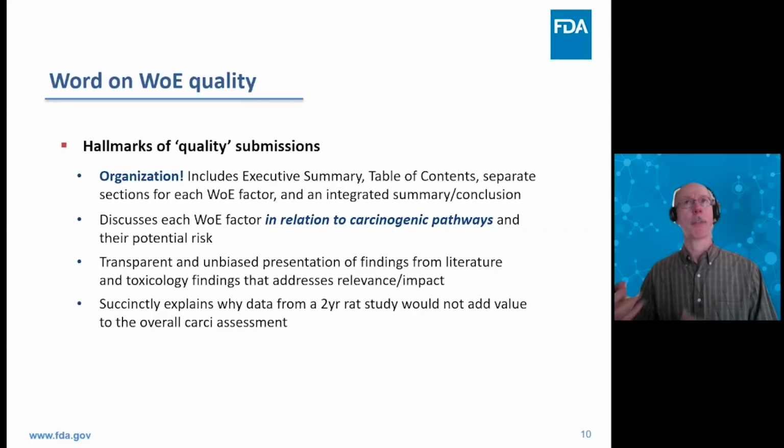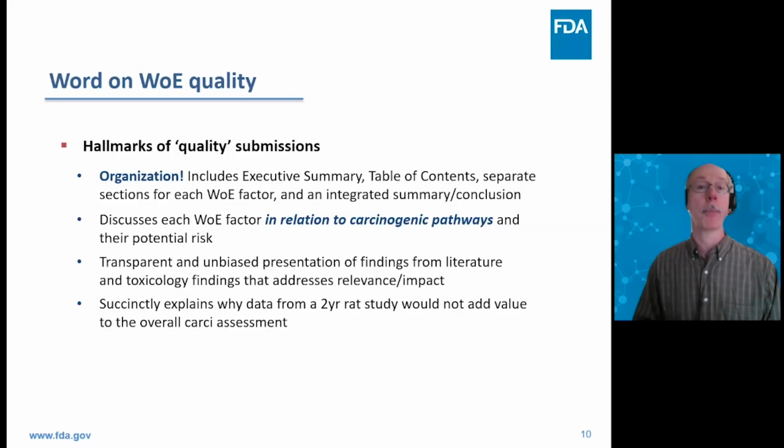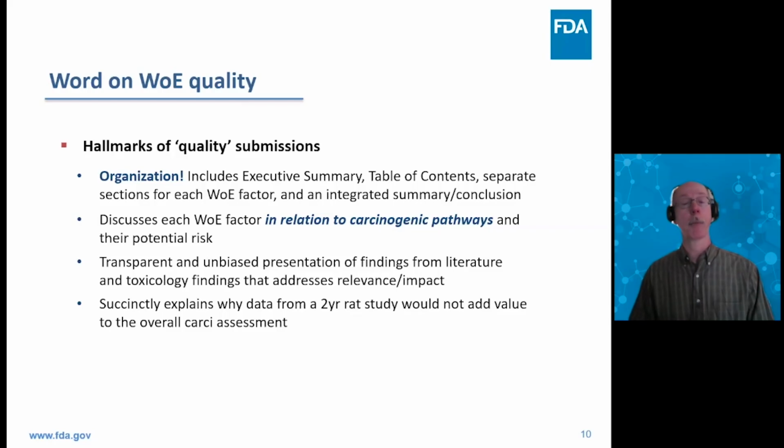We've been doing this now for a little over a year, and so we have some experience with what makes a good quality weight of evidence submission. And perhaps obvious, but still important, is just the organization of the submission. That helps the review division as well as the committee that's reviewing this find the information and be able to reach conclusions. It's useful if the application discusses each weight of evidence factor and its relationship to carcinogenic pathways and the potential risk associated with those.